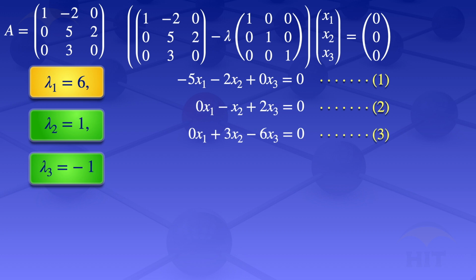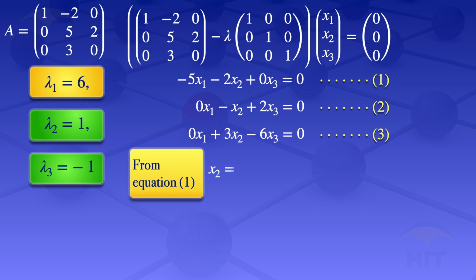But if you look at equation number 1 there, what we will see is that minus 5x1 minus 2x2 is equal to 0. And then I'll go on and try and write x2 in terms of x1. What I always try to do is to write the other variables, the x2, x3, in terms of x1. So x2 is equal to minus 5 over 2 x1, and I'll call that equation number 4.